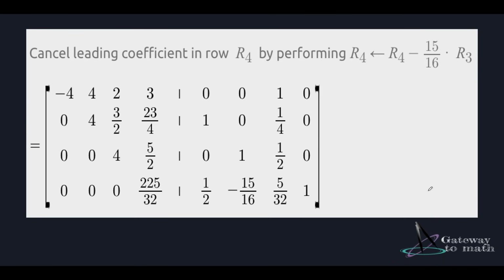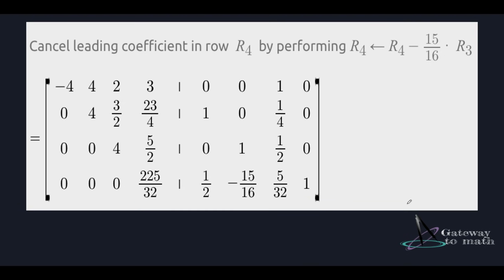Next operation, cancel leading coefficients in R4 by performing this operation. So R4, now we are subtracting the original entries of R4 with 15 by 16 times of R3, and the values that I have on R4 now comprises of 0 0 0 225 by 32. On the RHS I have 1 by 2 minus 15 by 16, 5 by 32 and 1 respectively.